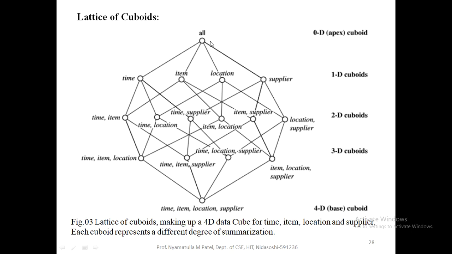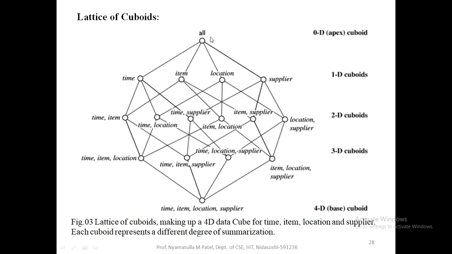Whereas the 0D cuboid, which holds the highest level of summarization, is called the apex cuboid. Here all the things are taken into consideration. So, this is the apex cuboid, that is level 0, and the 4D cuboid is the base cuboid. Then you have the 1D cuboid, 2D cuboid and 3D cuboid. The 0D cuboid or the apex cuboid holds the highest level of summarization.